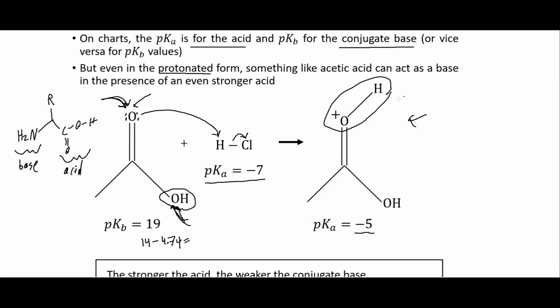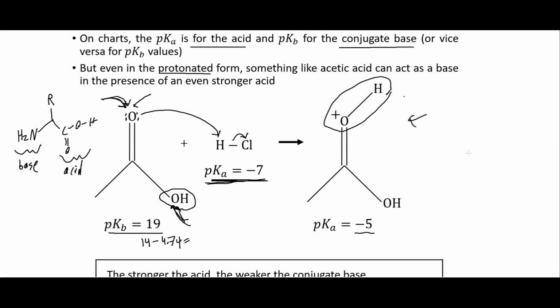And so the take-home message from this little part is just that there can be multiple sites acting as bases and acids on a molecule, and that if one of them is a really weak base, so this pKb is 19, which is quite weak as a base, you need a fairly strong acid in order to actually protonate it, in order for it to act as a base.